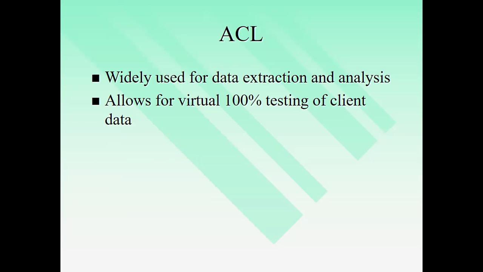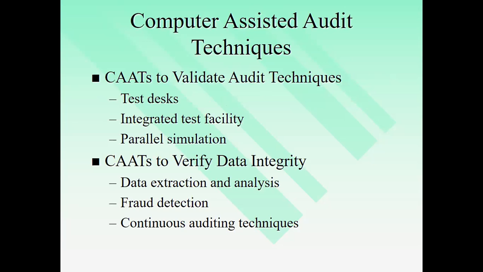So it's normal for human beings to commit errors. So we cannot eliminate entirely non-sampling risk. Anyway, that is just an addition. What about CAATs to verify data integrity? So we have data extraction and analysis.